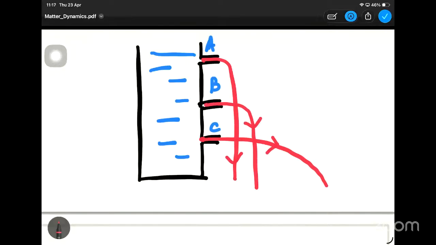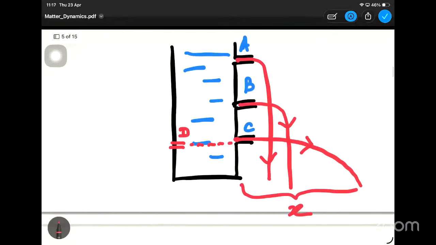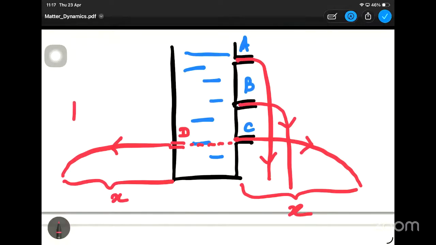And also they ask, if you are making another hole here, let's say D, at the same level as C, and if we consider this distance to be X, then from hole D also you will have that water stream, that jet stream, at the same distance X. The reason is the pressure at D will be equal to the pressure at C. You are having the same height. So remember those points, okay?